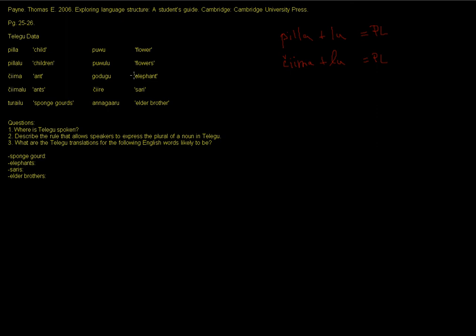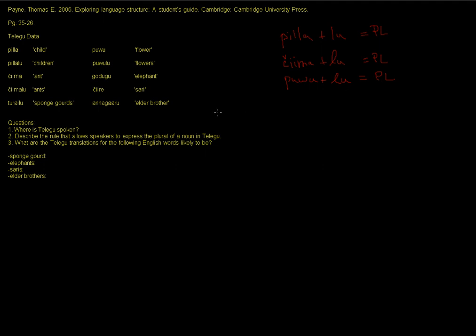Okay, so then we can do the same thing. I'm going to skip the other ones for just a second, but we'll jump up to the flower here, puwu, right? And then we look for the same elements, puwu, in the next word, puwu. So that must mean the same thing. So we can say also puwu plus lu is how you do the plural.